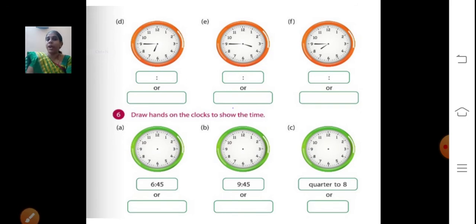So you know what is quarter 2? Yes, if the minute hand, that means the longer hand, is at 9, we call it quarter 2.